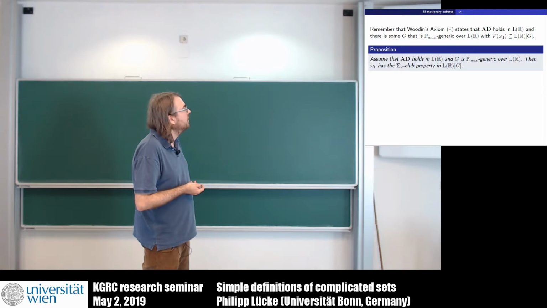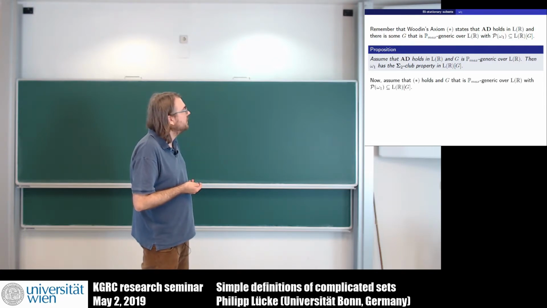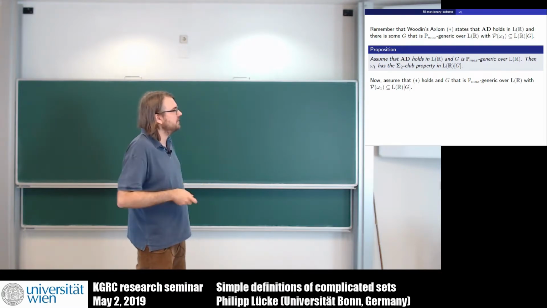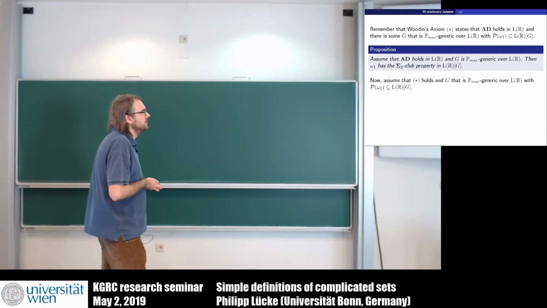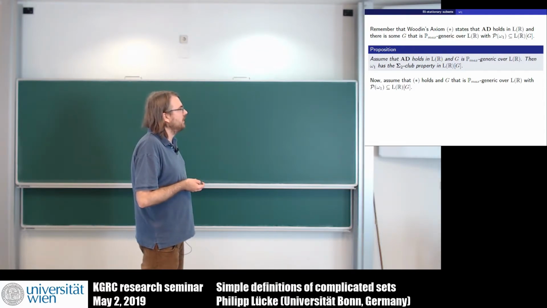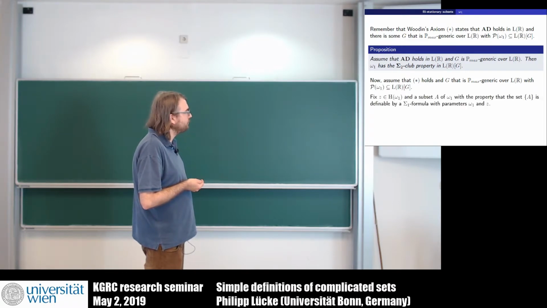Okay, now to get the first statement. So let's assume that star holds, and I want to now show that star implies that omega 1 has the sigma 1 club property. So let's fix such a generic filter.